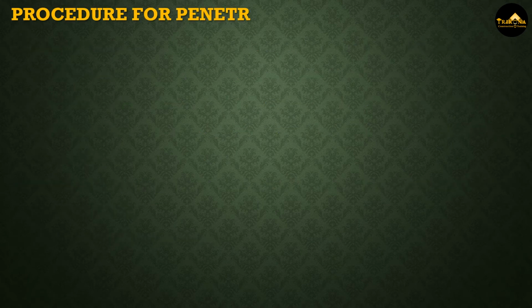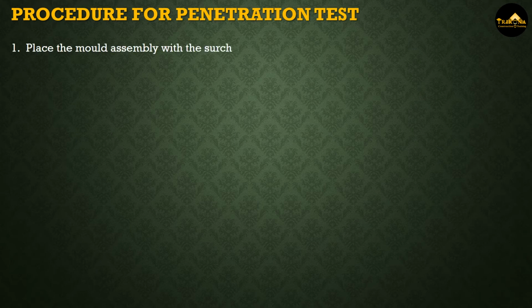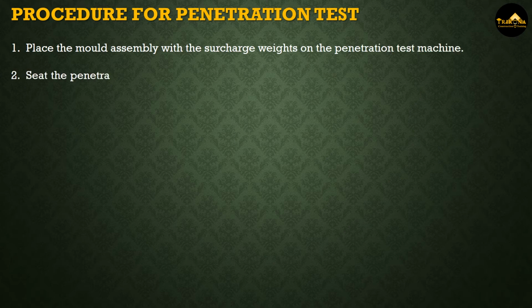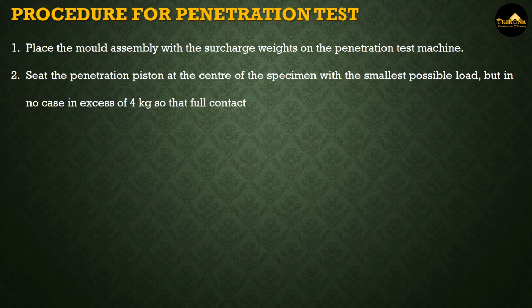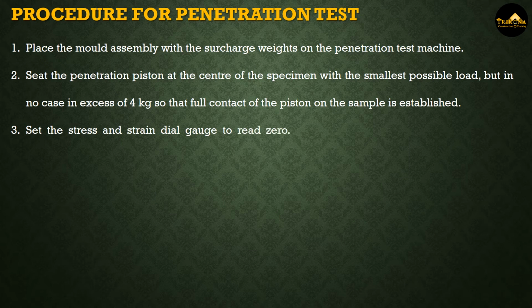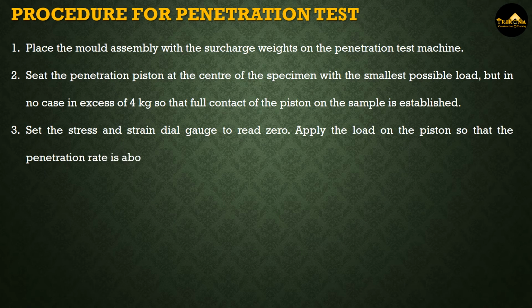Procedure for penetration test. Place the mold assembly with the surcharge weights on the penetration test machine. Seat the penetration piston at the center of the specimen with the smallest possible load, but in no case in excess of 4 kg, so that full contact of the piston on the sample is established. Set the stress and strain dial gauge to read 0. Apply the load on the piston so that the penetration rate is about 1.25 mm per minute.